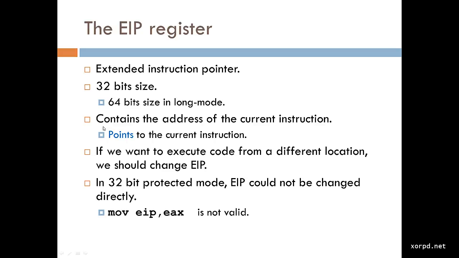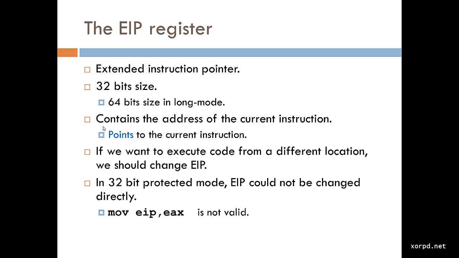EIP contains the address of the current instruction, or in a different formulation, it points to the current instruction. That means that you can always check the value of EIP, and EIP will tell you what is the current instruction which is being executed. EIP is actually the tool of the processor to know where it is, to know its location inside the code, in the execution of the code. If we want to execute code from a different location, we should change EIP. That's what EIP actually means.